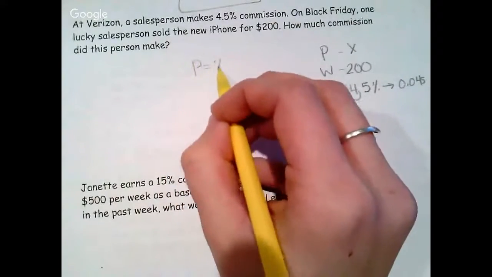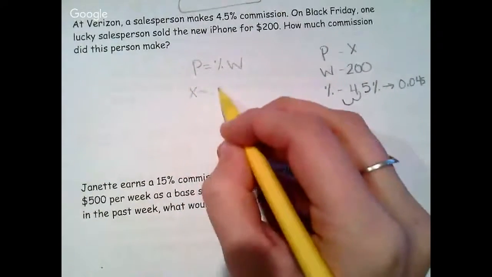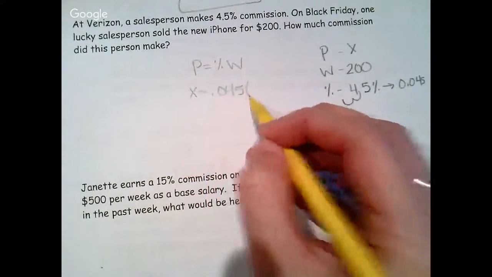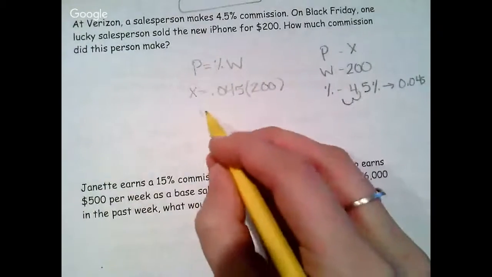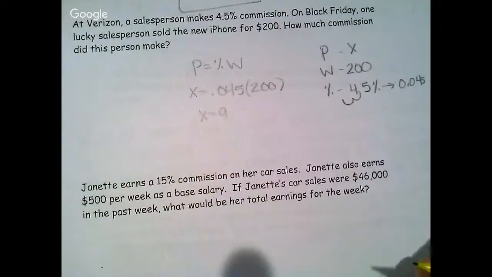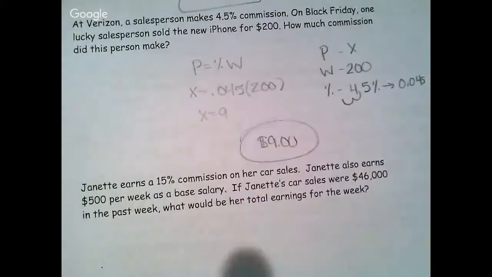So in my part equals percent times W, I have X equals 0.045 times my 200. And when we do that, we get that X equals 9. So they earn $9 in commission.